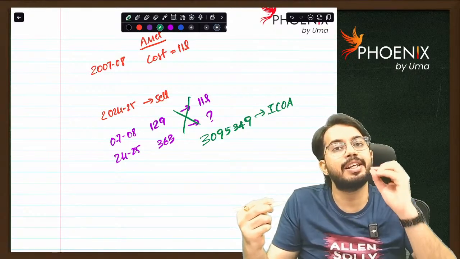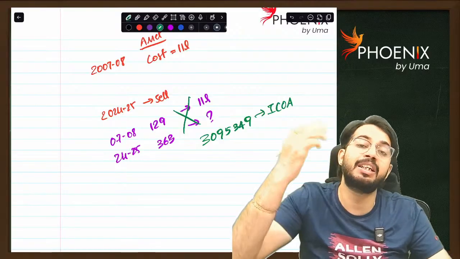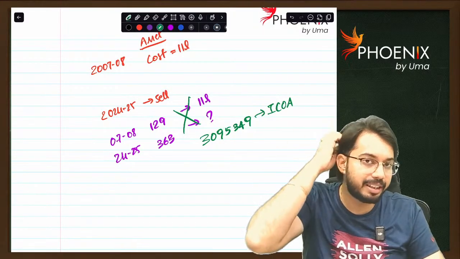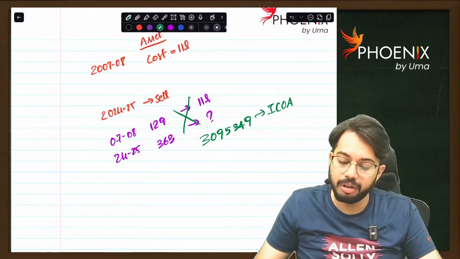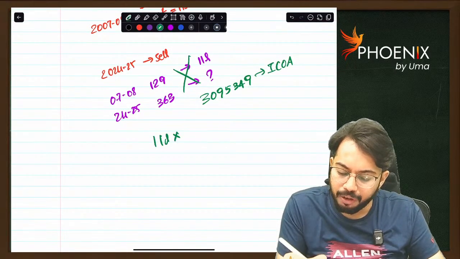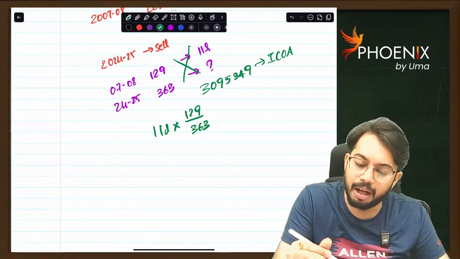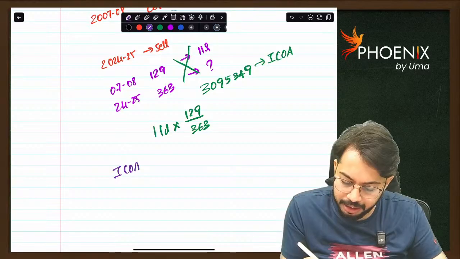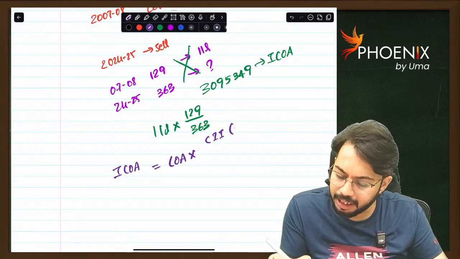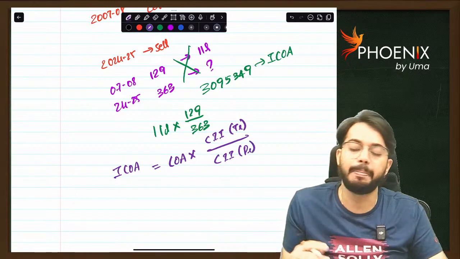That means in case of long-term capital asset, not cost of acquisition, indexed cost of acquisition, higher cost of acquisition is allowed as deduction. So what is the formula? 11 lakhs into 363 by 129. We can convert this into a formula. Indexed cost of acquisition is equal to cost of acquisition into cost inflation index in the year of transfer divided by cost inflation index in the year of purchase.